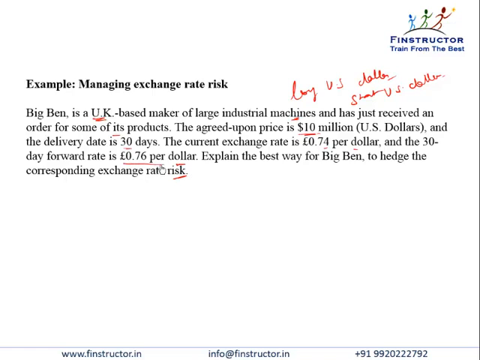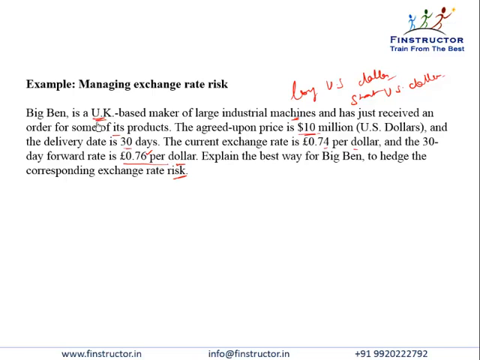So this quote is a direct quote in pounds. That is what we need. It is 0.76 pound per dollar, not dollar per pound that we are used to seeing. So this is a direct quote in the pound. That is the quote we need if we have to short the dollar. So whenever you are longing or shorting, please remember, it is the foreign currency that you are longing or shorting. That is, it should be in the direct quote of the domestic currency.